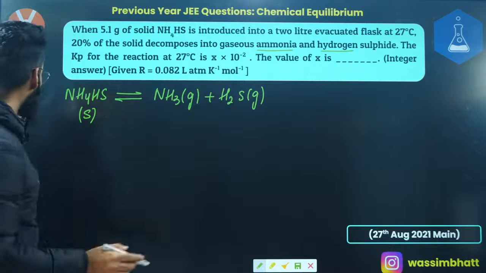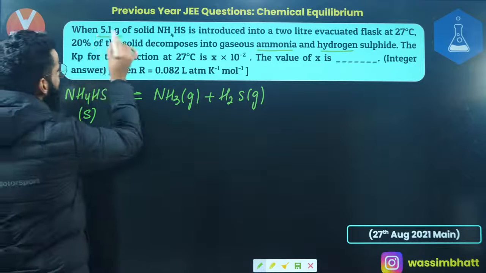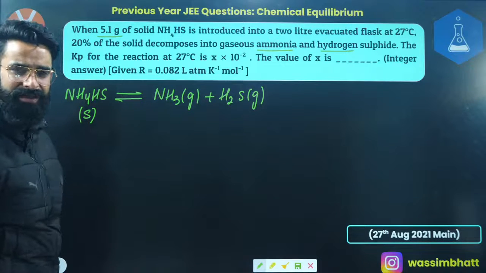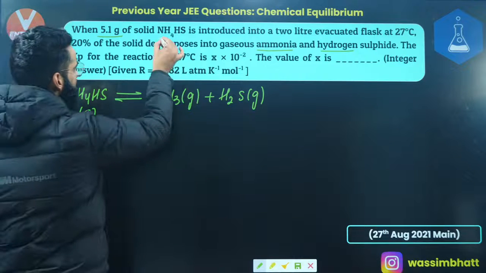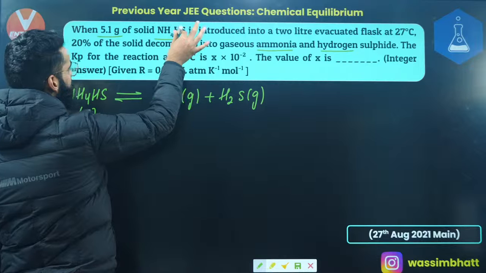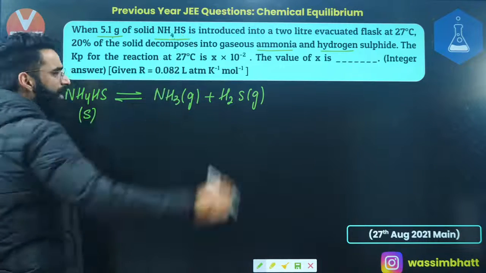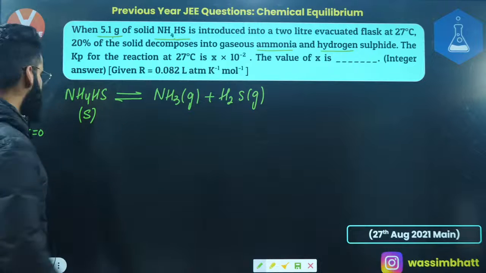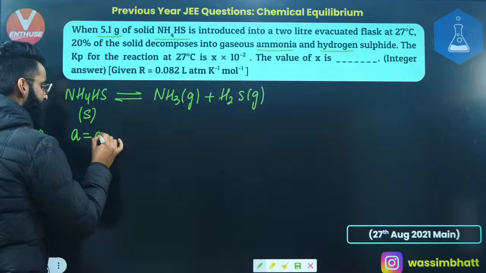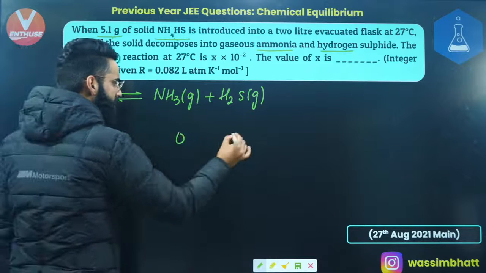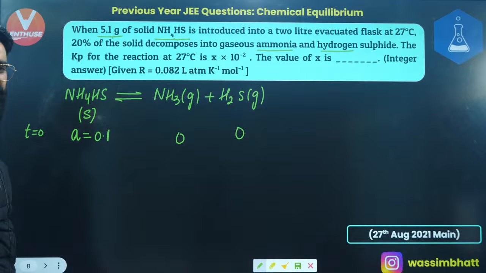First of all, at time t equal to 0, what am I given? I'm given the mass of reactant. Let's convert it into moles first. What is the molar mass of NH4HS? Molar mass of NH4HS is 51 grams. So given mass divided by 51, the value comes out to be 0.1. So the initial moles of NH4HS, which I represent by A, is 0.1. The products are going to be 0 initially. The reaction is already balanced.